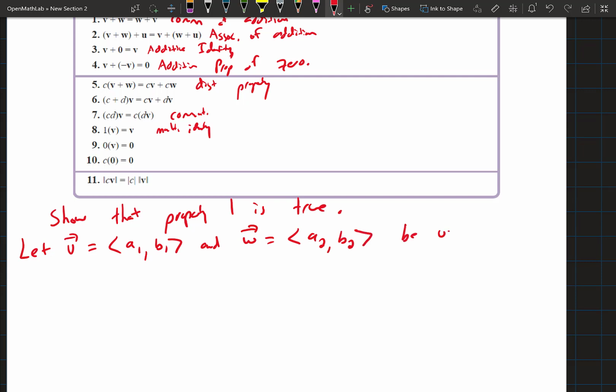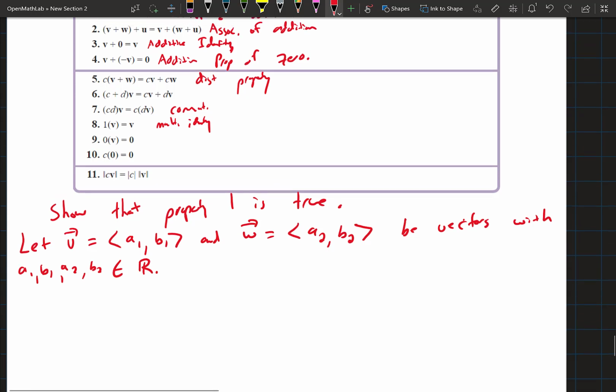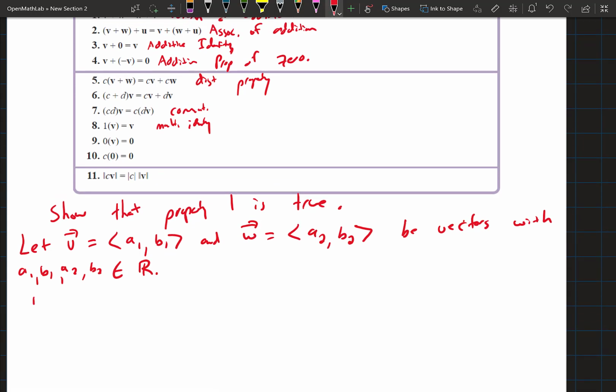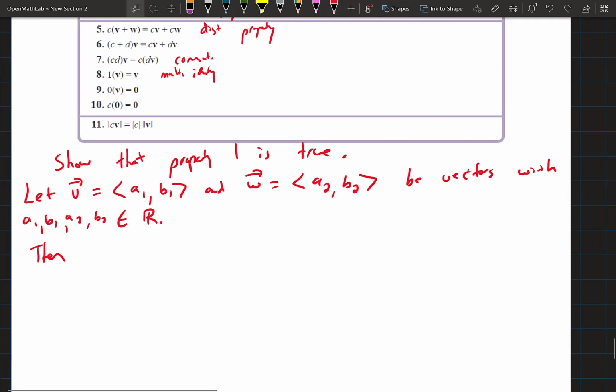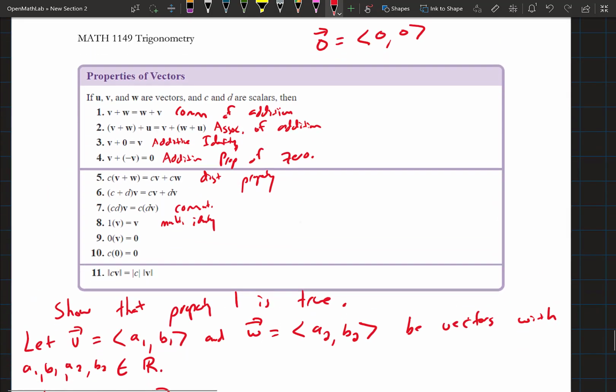Let these be vectors with a1, b1, a2, b2 be within the real number system, so be real numbers. Then the following is true. This is called a direct proof. I'm just going to start with the left-hand side, vector v plus vector w, and then show that this equals the right-hand side of property 1, that it's w plus v.